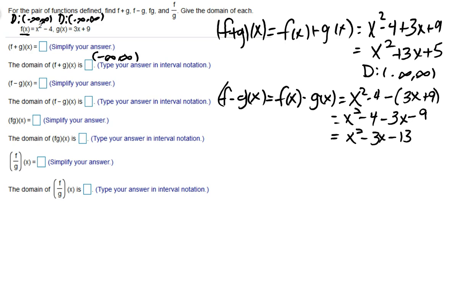And then we want to find the domain of f minus g. So just like the previous example, when you take two polynomial functions and you subtract them, you're going to create a new polynomial function. So the domain of that function will be -infinity to infinity as well.